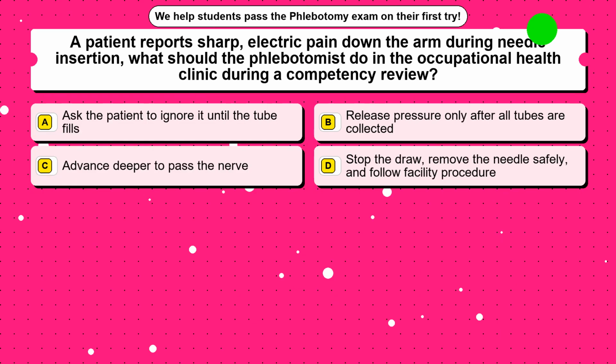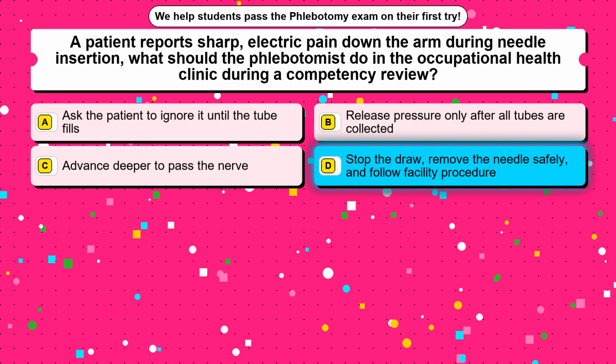Question 32. A patient reports sharp, electric pain down the arm during needle insertion. What should the phlebotomist do in the occupational health clinic during a competency review? Option A, ask the patient to ignore it until the tube fills. Option B, release pressure only after all tubes are collected. Option C, advance deeper to pass the nerve. Option D, stop the draw, remove the needle safely, and follow facility procedure. The correct answer is option D. Stop the draw, remove the needle safely, and follow facility procedure.